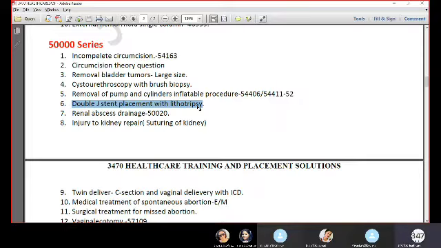The next, renal abscess drainage. This is a direct code only. You will get abscess drainage of the renal abscess.